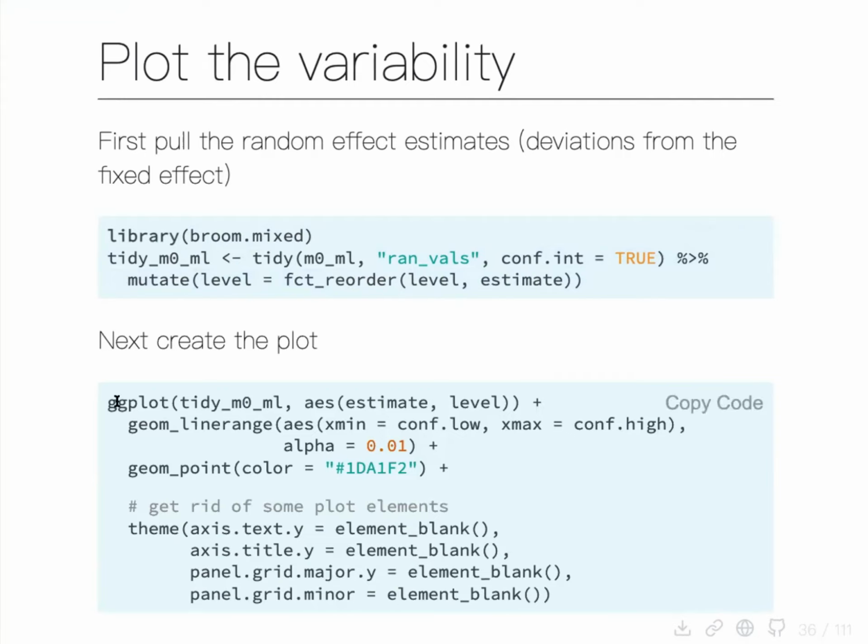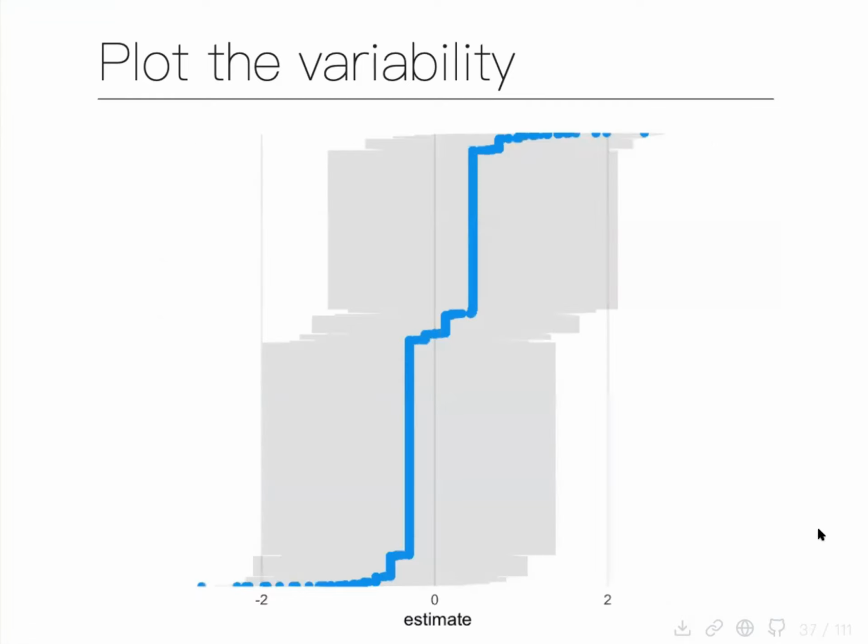Then I'm going to create a plot. This is the basic plot right here, and then this stuff is just some theming stuff. But I'm going to put estimate on the x-axis, and the level, so the person basically, on the y-axis. And then I'm using geom_linerange here instead of geom_errorbarh. We could use either. Line range just doesn't have the whiskers at the end, so it's just a line, okay? And then xmin is conf low, xmax is conf high. I added some alpha to it, and then add a layer of points, okay? And then again, this is just some theming stuff. And we end up with something that looks like this.